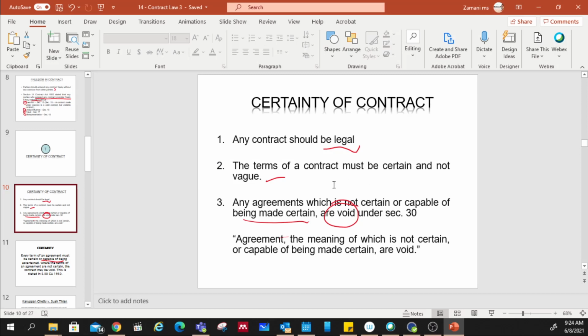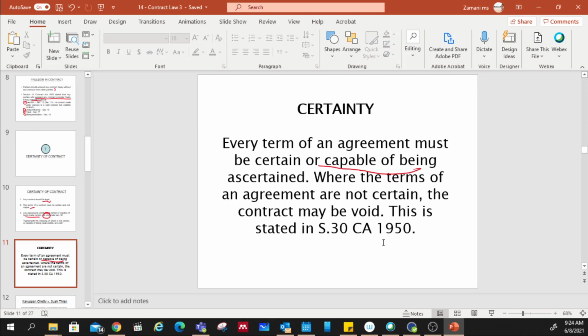It must be clear. An agreement which is not certain or capable of being made certain is void. If you don't have these particular things inside the contract, of course it's void. So an agreement, the meaning of which is not certain or capable of being made certain, is void. Certainty is very clear. Every term of the agreement must be certain or capable of being made certain. That's why a contract agreement is normally very thick. They tell you which term is which, for you to follow and understand the terms, because it must be made certain.